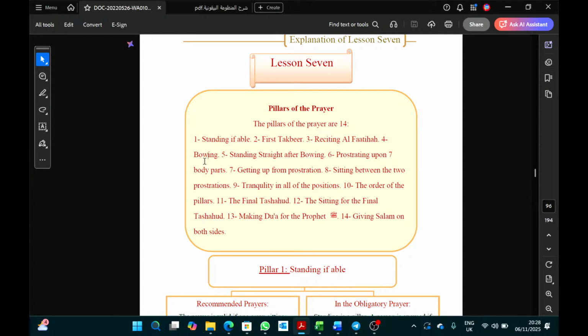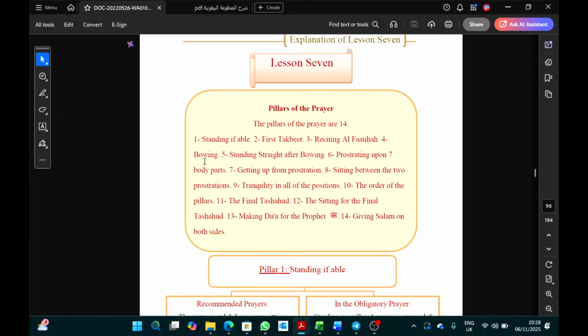Standing straight after bowing. This is very important. After you do ruku', you stand up until you are straight. You affirm that you're straight, and then you go down. That's a pillar. Without it the salah is not accepted. And so many people do what? They don't stand up properly, and then they'll say, Sami Allahu liman hamida.